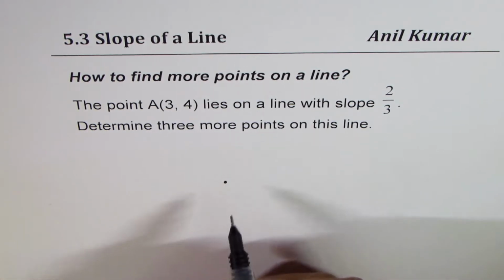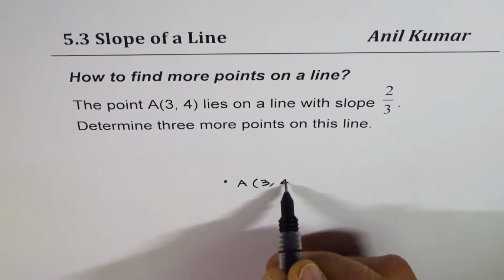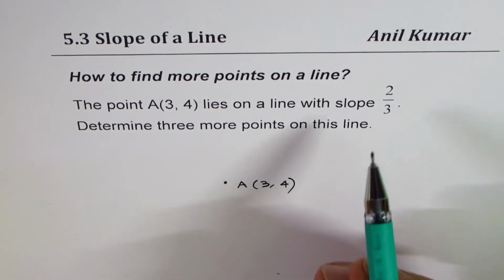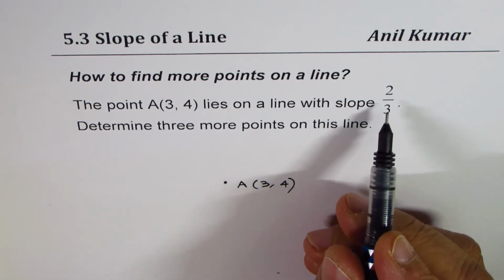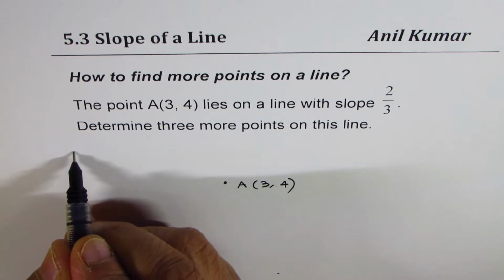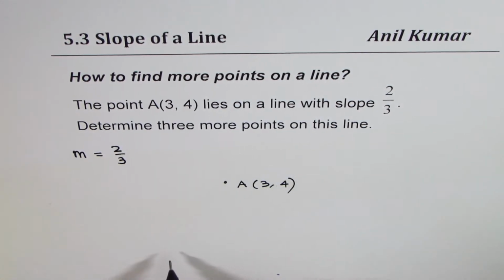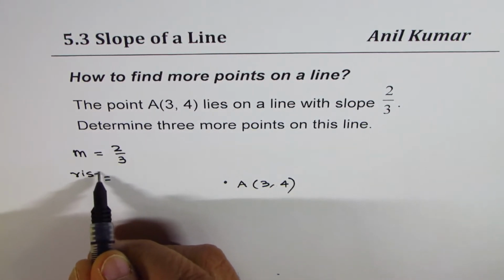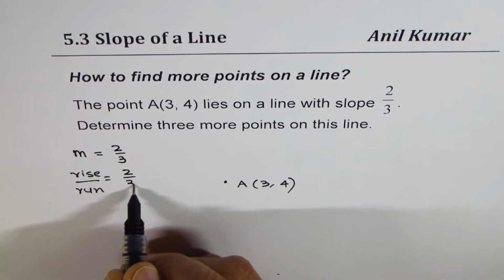Let's take a point A. Let's say this is the point A, which is (3, 4), right? I'm not making any coordinate axes. We'll do it in general. When I say that the slope is 2 over 3, what does it mean? When I say that the slope m is equal to 2 over 3, it means what for us? It really means that rise over run, that ratio is 2 over 3.